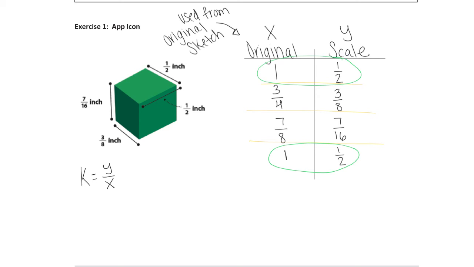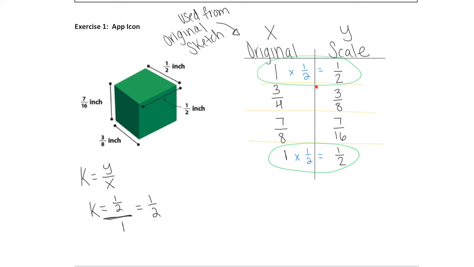We have k equals 1/2, because that is our y, over 1. 1/2 divided by 1 gives us 1/2. That means our constant of proportionality can be multiplied by our original sketch and will equal our scale, known as our y.